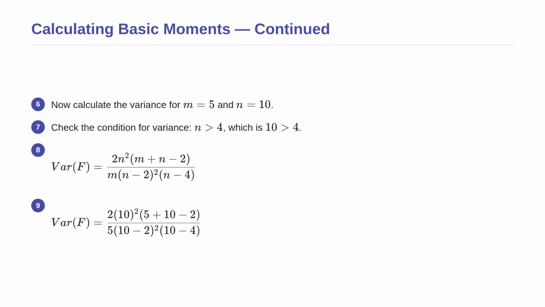We carefully plug our specific values of 5 and 10 into every corresponding spot in the fraction. It is crucial to place the numbers in the exact right positions to avoid calculation errors. The numerator gets the 10 squared and the sum of the degrees of freedom. The denominator gets the 5, the 10 minus 2 squared, and the 10 minus 4.